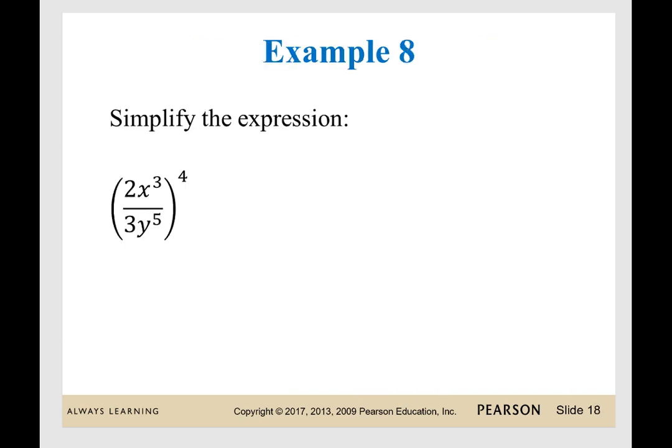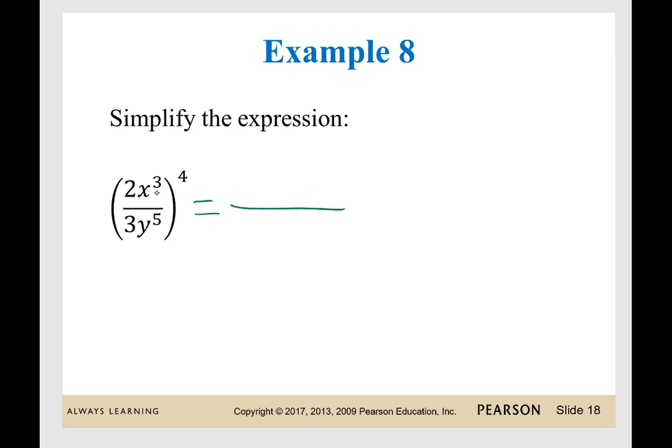So there isn't much more to talk about that one. We just have one more example to explain the power of a quotient rule. In this case, I always look to see if I can simplify what's inside the parentheses first. In this case, I can't. 2/3 doesn't simplify. X and Y are different bases, so they won't simplify. But I always check that first, just in case.